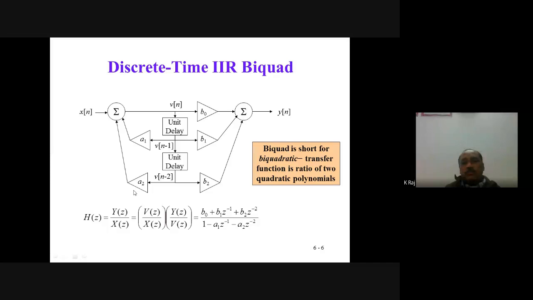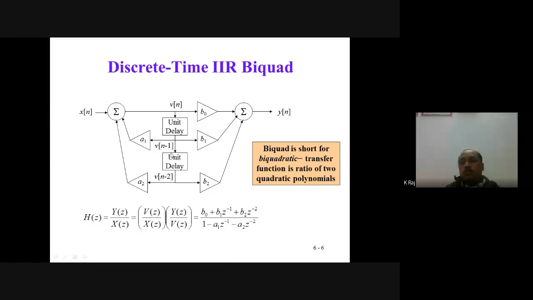of this biquad, that is, the ratio of the z-transform of the output to the z-transform of the input with all initial conditions considered to be 0, and this will become (B0 + B1 z^-1 + B2 z^-2) over (1 - A1 z^-1 - A2 z^-2).